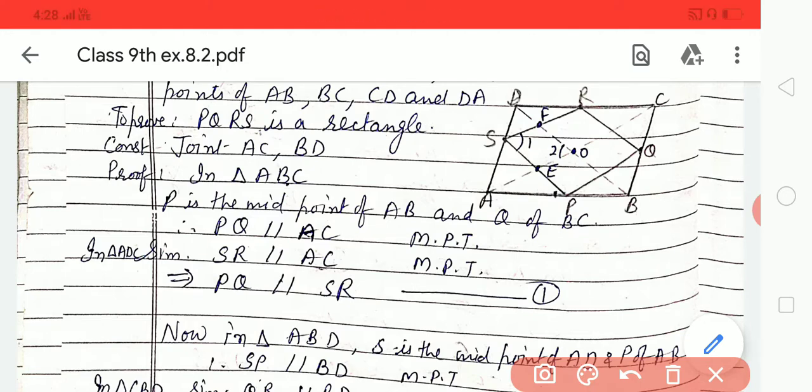Now start the proof. At first I am taking triangle ABC. This is your triangle ABC. In that, P is the midpoint and Q is the midpoint.